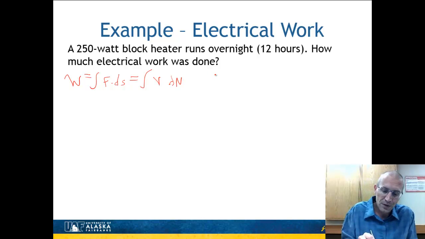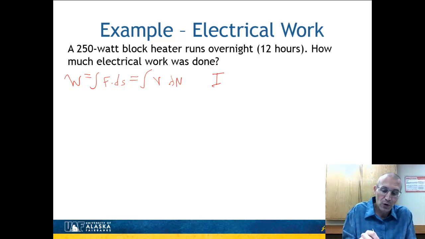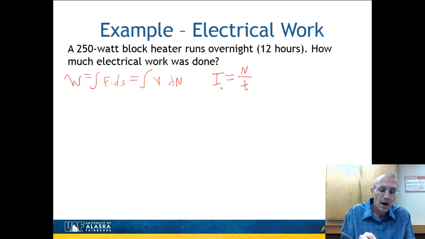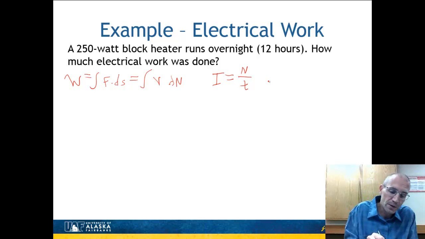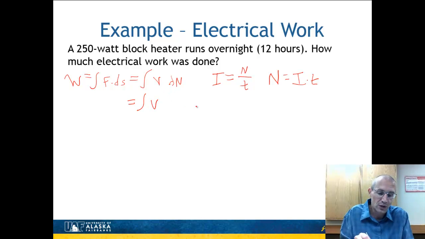For electrical engineers, maybe anyone that's taken physics 212 knows that the amount of current that we have is equal to the number of coulombs per time. So in other words, I can go ahead and convert the number of coulombs that I'm doing to be equal to the current that I run times the time. So I can go ahead and put that in for the number of coulombs that I have. And so now I'm integrating the voltage times dN, which is going to end up being I, a constant current, dt.